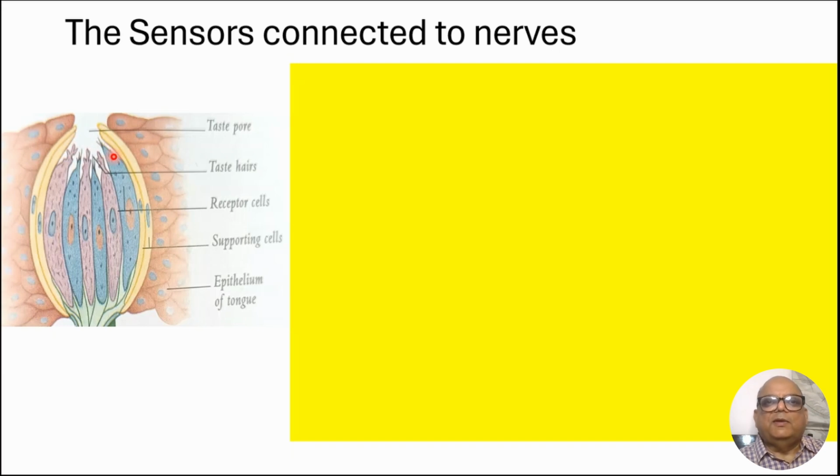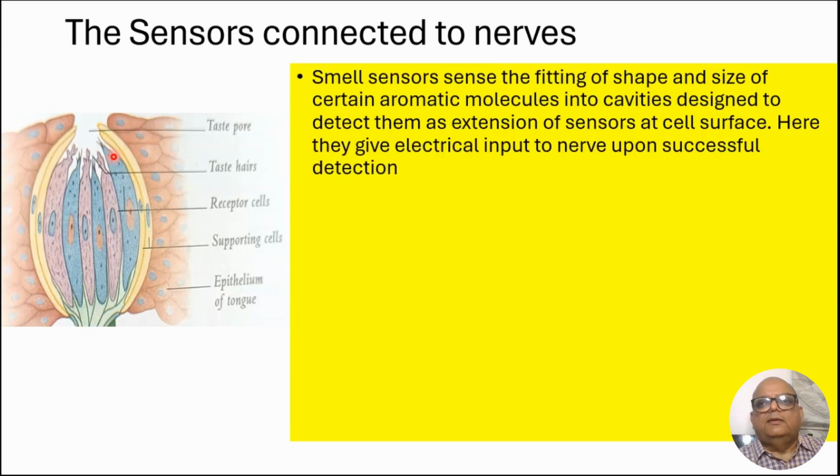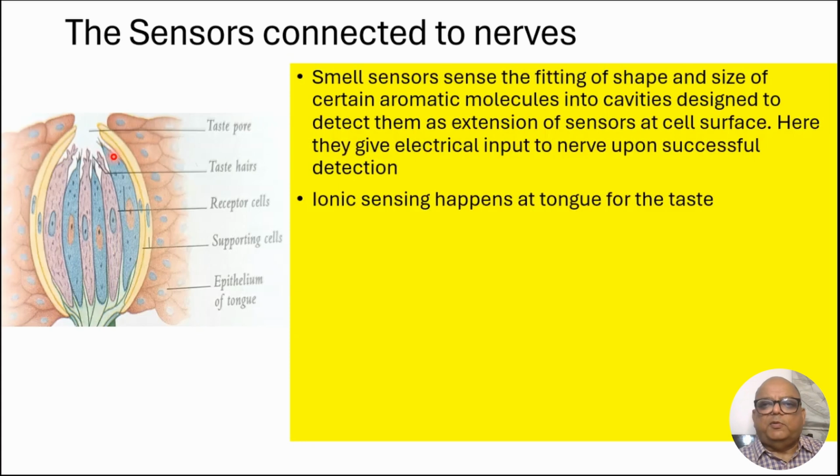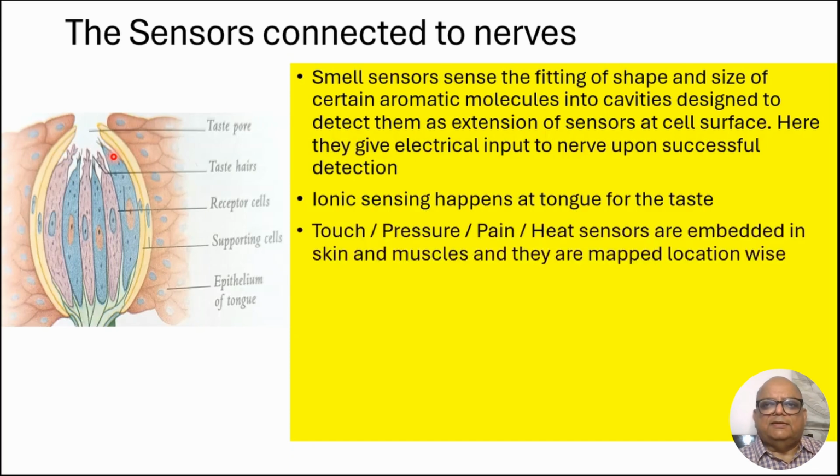Similarly, different smells are detected by different smell sensors on the upper part of the buccal cavity, that is, the upper surface of the mouth. So smell sensors sense the fitting of shape and size of certain aromatic molecules, which fit into cavities designed to detect them, as an extension of sensors at the cell surface. They give electrical input to the nerve upon successful detection. Ionic sensing happens at the tongue for the taste part. So taste happens at the ionic level, and aromatic molecules are sensed by shape and size by the smell sensors.